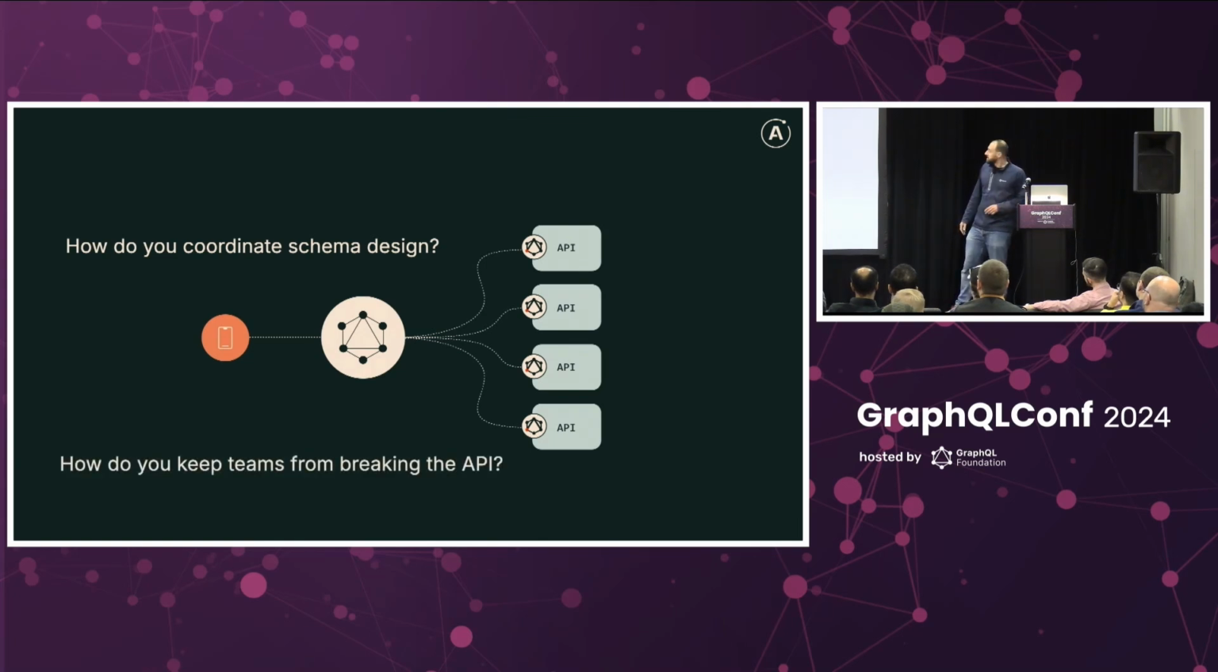Another question is, how do you keep teams from breaking the client API? Because if your central layer is a shared resource, that quickly becomes a bottleneck. People might make changes that inadvertently break other people's APIs. So the thing we realized with Apollo Federation coming from schema stitching was that in order to address these questions, there was actually a very different goal that we were looking at.